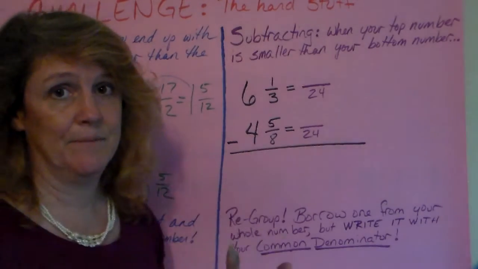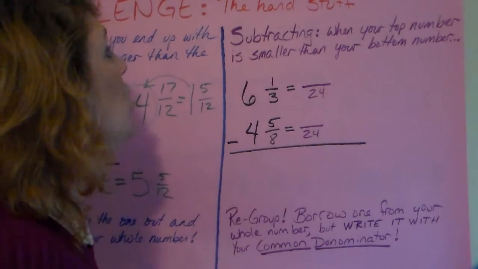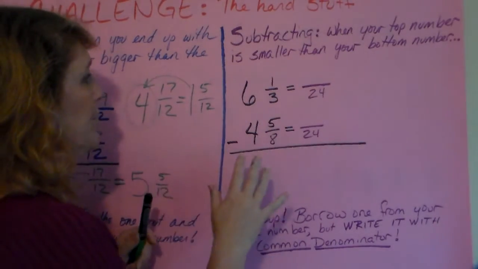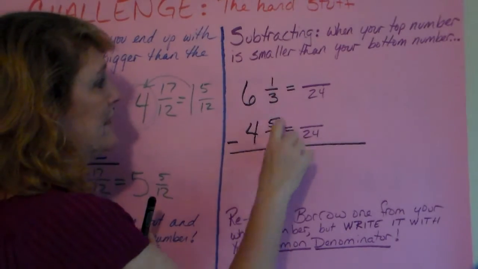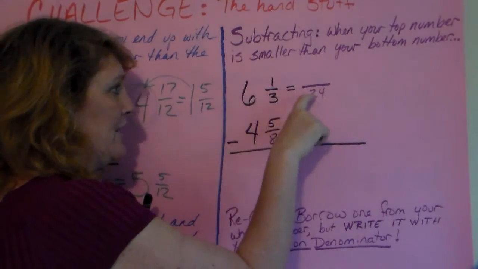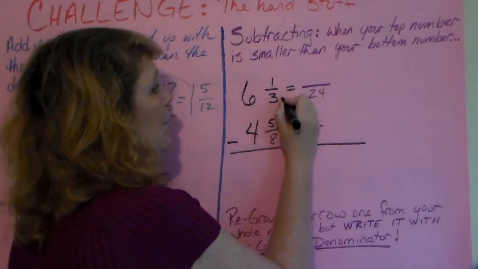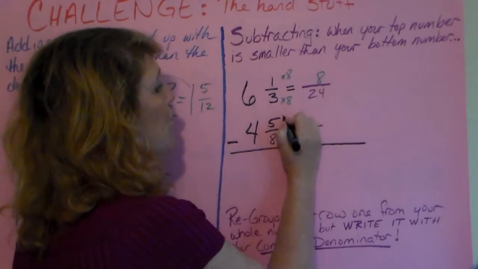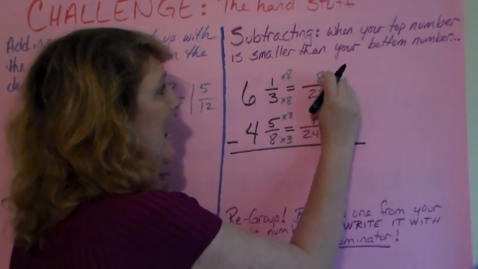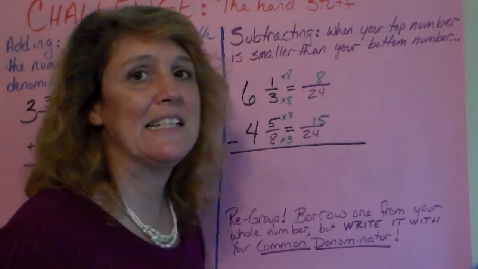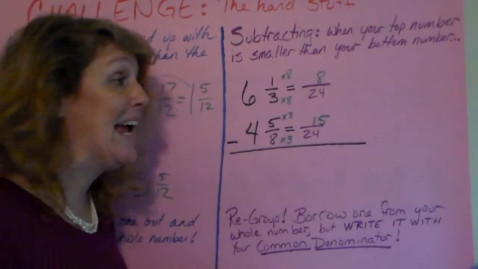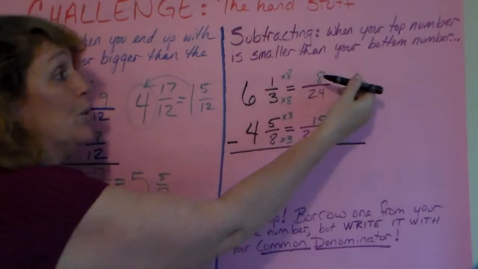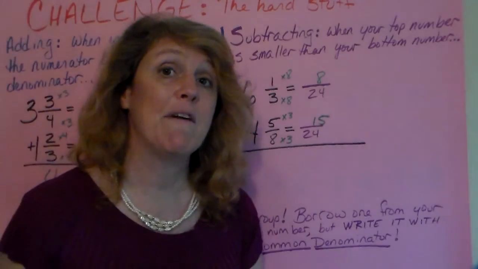Then subtracting. This is as hard as it gets. When your top fraction is smaller than your bottom fraction, what do you do? So, 6 1/3 minus 4 and 5/8. My least common multiple of 3 and 8 is 24. So, 3 times 8 is 24, 1 times 8 is 8. 8 times 3 is 24, 5 times 3 is 15. 8 minus 15 doesn't work. And I can't go negative because it's really 6 minus 4. This is bigger. So this has to stay positive. So really I just have to fix my fractions.